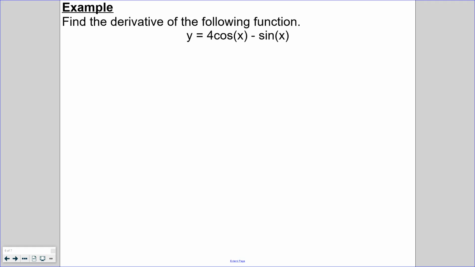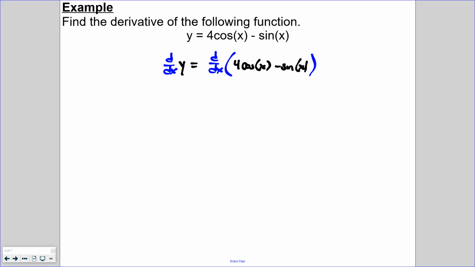Alright, next up, we want to find the derivative of y is equal to 4 cosine of x minus sine of x. So let's go ahead and just take the derivative of both sides. So we're going to have d dx of y is equal to d dx of 4 cosine of x minus sine of x. And in this particular problem, as you see, we're going back to using the d dx notation as opposed to the primes.